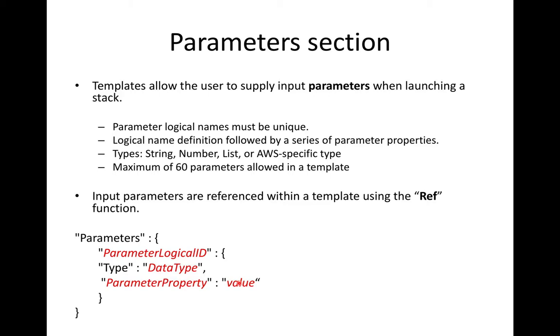When you're creating parameters, you define those parameters in the parameters section. Each parameter has a logical name, and the logical names must all be unique. When you define the parameter name, you also will specify some properties like the type of the parameter, which you can think of as like a variable type. But there are a couple different types that are supported: strings, numbers. There's a list type, and then there's an AWS specific type.